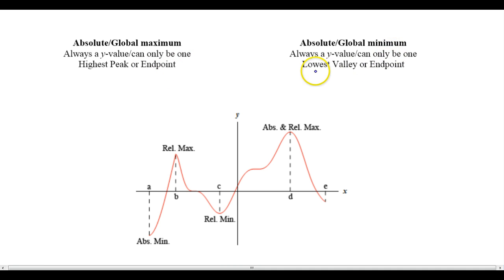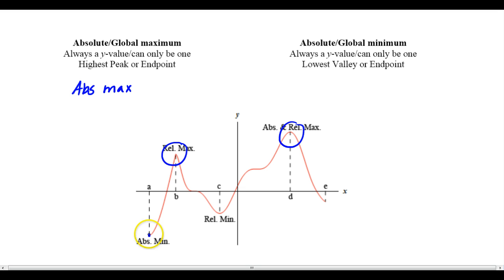And then for minimum, we're thinking of the lowest valley, or it can also happen at an endpoint as well. So here we have another graph, and if we wanted to find its absolute maximum, we're going to check basically all of the peaks. So here's a peak and here's a peak in the graph, and we're going to see which one's bigger. But we'd also have to check endpoints.